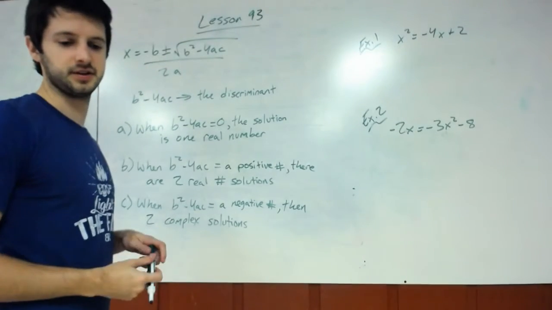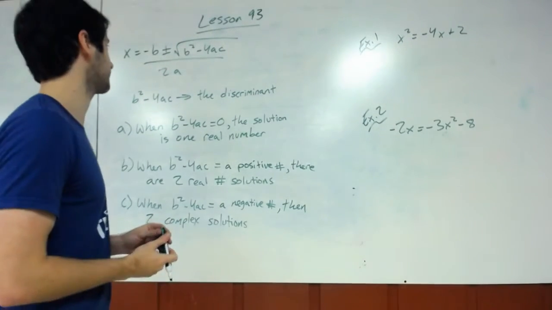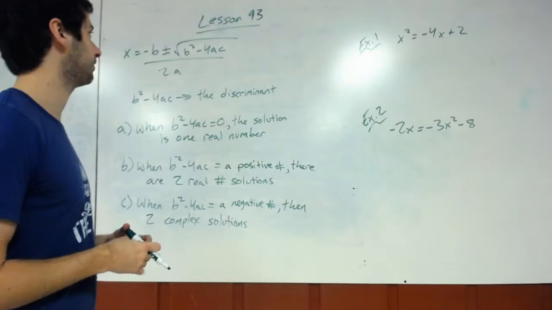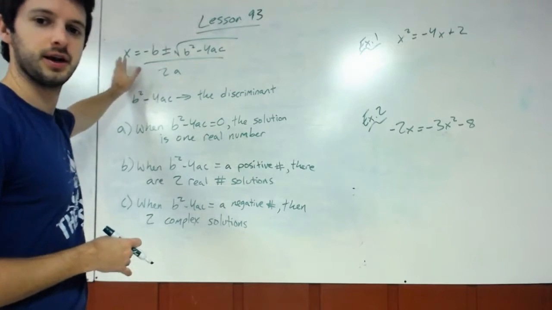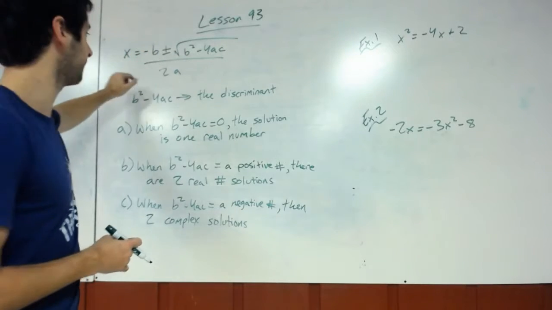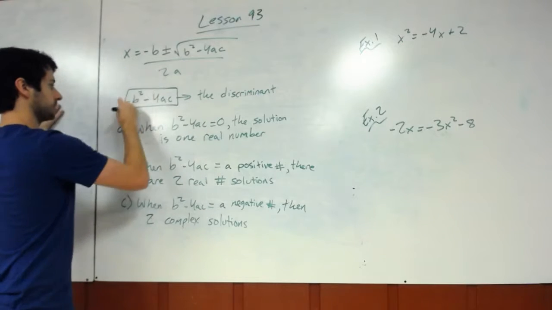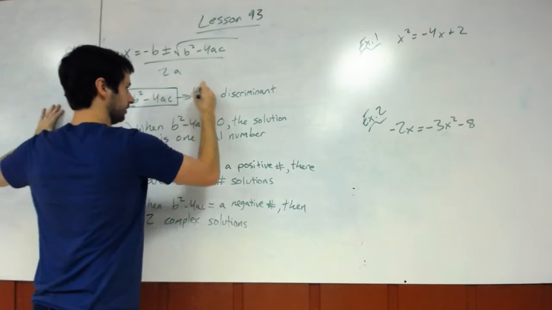We're going to look at the discriminant in lesson 93. Now, the discriminant is just a certain area of the quadratic formula. So, the quadratic formula: x equals negative b, and so on. b squared minus 4ac is what's known as the discriminant.